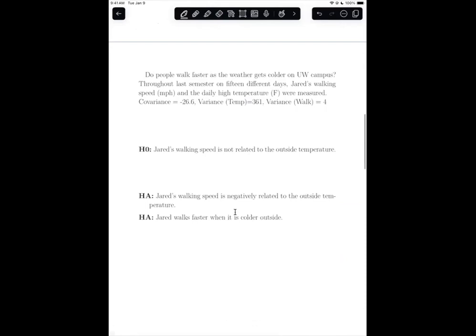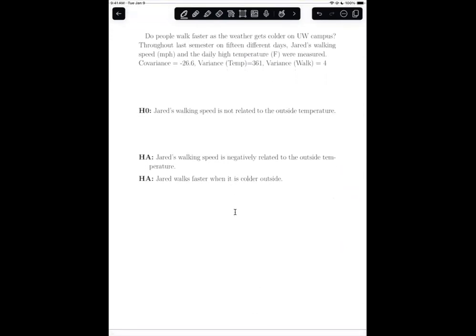And so we can write these hypotheses in English. And so what's going on here is we're talking about correlation or being related. And so Jared's walking speed is one of the variables, and the outside temperature is the other variable. And we're saying they're not related to each other. And so if two things are not related to each other, that is a correlation of 0. That's the null hypothesis. Now, our alternative in symbols was r is less than 0. And so I can write this in a couple of different ways. The first variable, Jared's walking speed, the second variable, outside temperature, is negatively related or negatively correlated. And so that negative is the why it's a less than in this case.